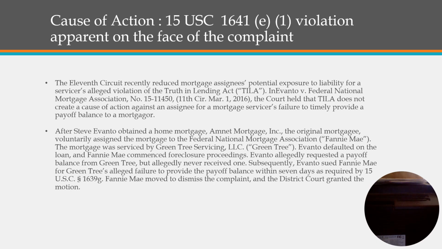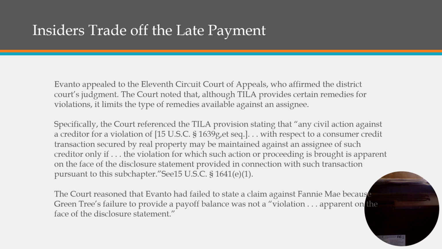So go into the case and take a look at Evento versus Fannie Mae, and you'll see where the district court ruled in a not so favorable way with what we're trying to say as far as the demand for payoff being timely and accurate. It said that even though Evento allegedly requested a payoff balance from Green Tree but allegedly never received one, Fannie Mae's alleged failure to provide the payoff within 7 days is required. And Fannie Mae moved to dismiss the case.